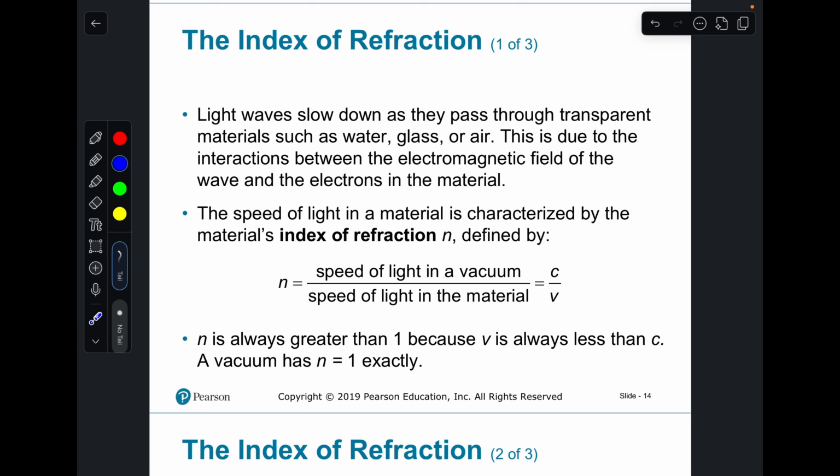And so because of this ratio, and because we know that light can never travel faster than 3 times 10 to the 8 meters per second, n will always be greater than 1, because v will always be less than c.